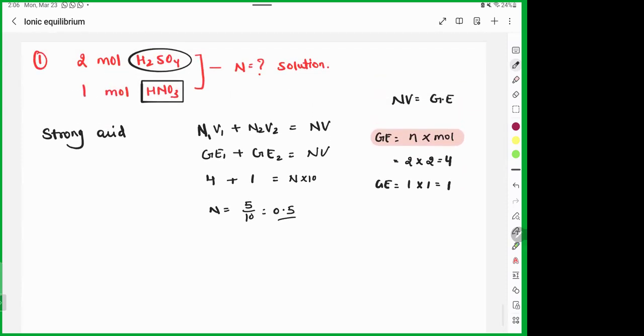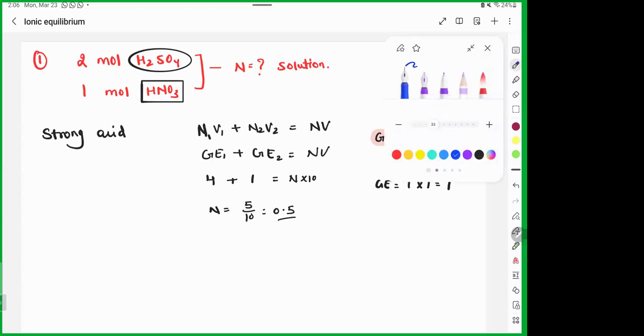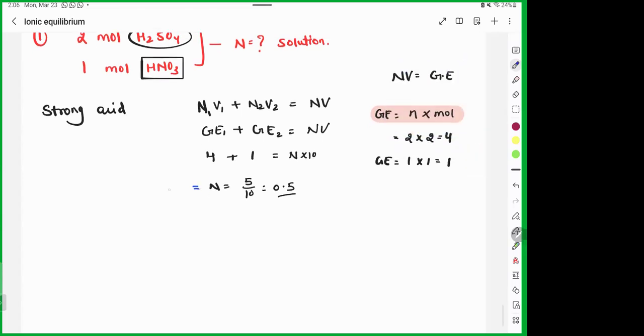Anybody have any doubt? No, sir. Correct? Because overall it is an acid, that's why the overall normality is equal to the H positive concentration. If you take a strong base, normality will be equal to the OH negative ion concentration. Any doubt? No, sir.